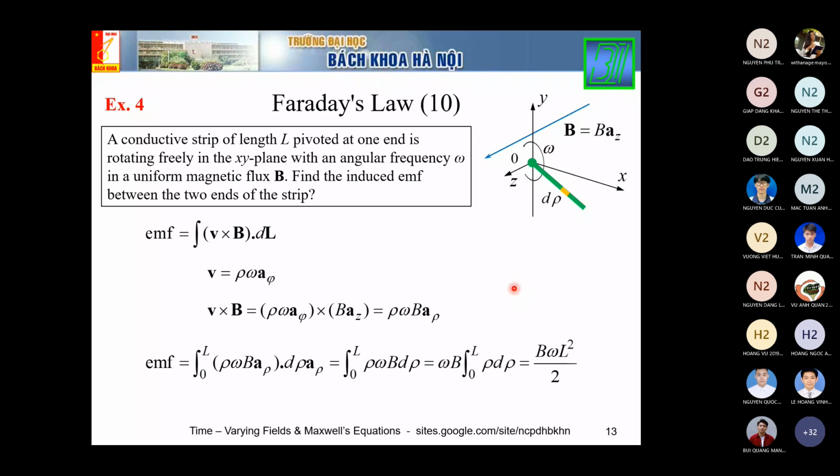And then we can find the total EMF by moving the yellow part here from the first end to the second end, meaning that we have to take the integration with respect to rho from 0 to L. And there you are, EMF.